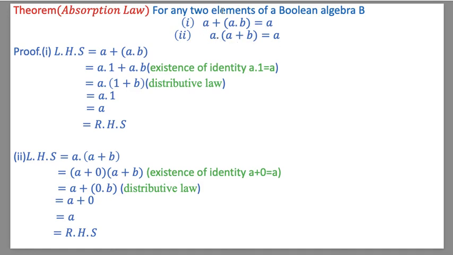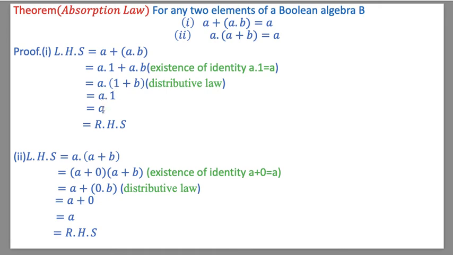For the first part, let us consider the left hand side A plus A dot B. We can write it as A can be written as A dot 1 plus A dot B because identity element exists and multiplicative identity is 1. A dot 1 is 1. So by distributive law, A dot 1 plus B equal to, this is by distributive law, and 1 plus B is 1.